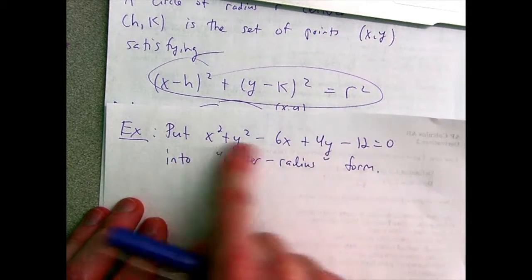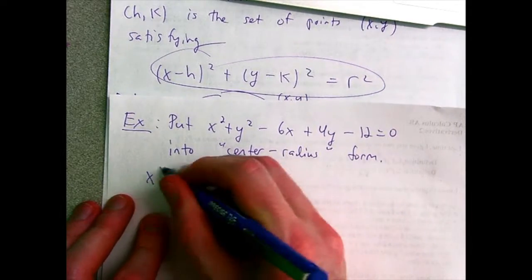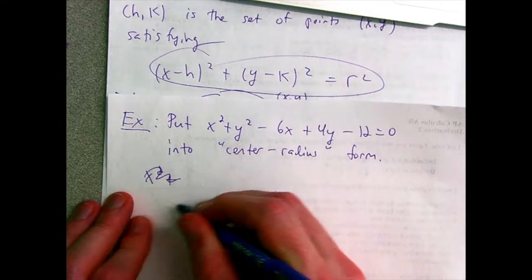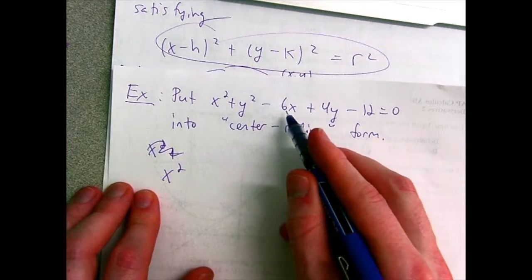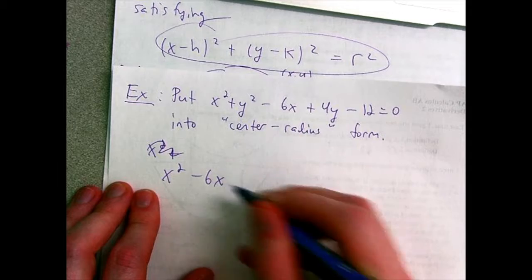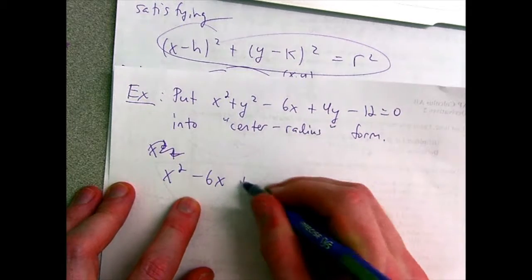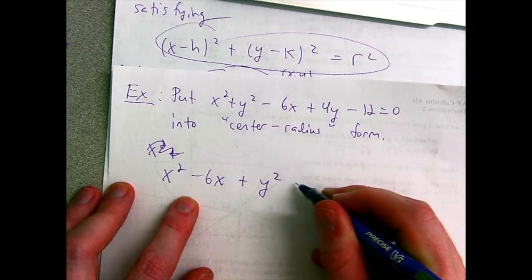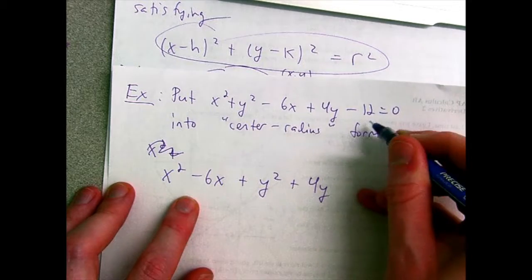The reason why we want to do that, basically, is that if you want to know anything about this circle, you want to find the radius, you want to find the center, you really can't do that unless you put it in this form, right? So we're going to put this thing in this form by completing the square.